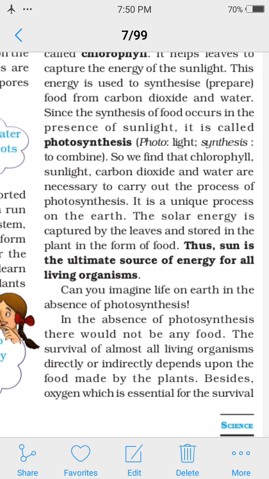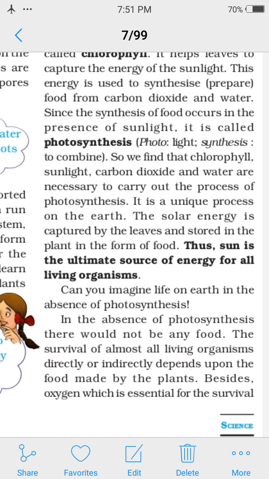Now the next one: can you imagine the earth in the absence of photosynthesis? In the absence of photosynthesis there would not be any plants. The survival of most living organisms directly or indirectly depends upon the food made by the plants. At the starting of the chapter, the line is already mentioned: we are directly or indirectly dependent upon the plants.